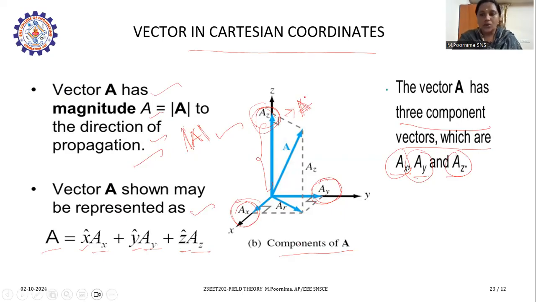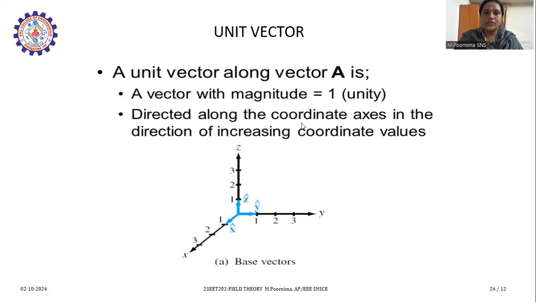Now coming to the unit vector. We have seen many types of vectors, and this is also one type of vector. Here is the unit vector along vector A. What happens if the vector is a unit vector? It is a vector with magnitude 1. That is, the vector with magnitude A is equal to 1.